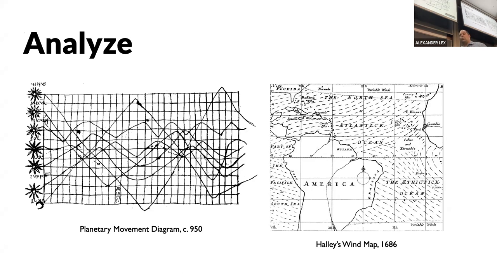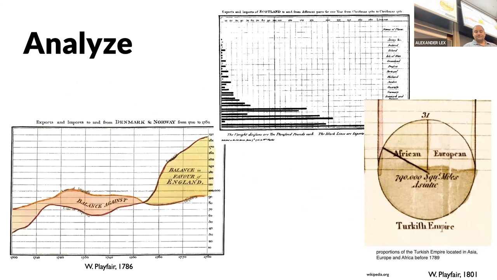And similarly, the wind maps that were, of course, super important for sailors to understand roughly what to expect if they wanted to do transatlantic or ocean journeys in general. Wind maps also show you something that isn't visible, that isn't there, right? It's abstract data, abstract information.